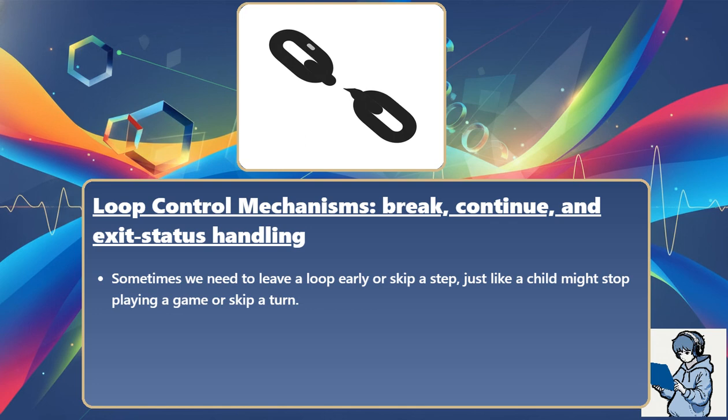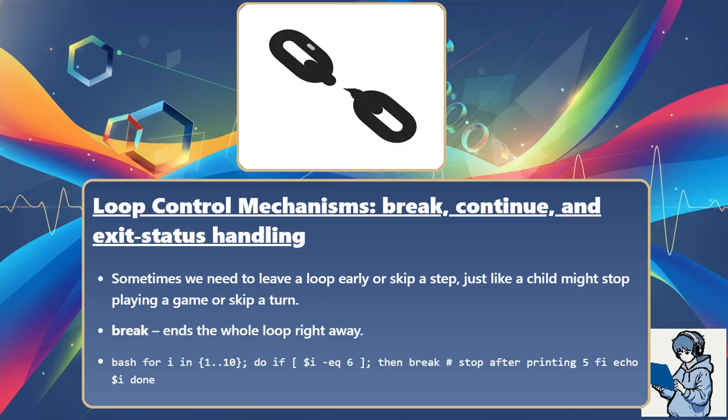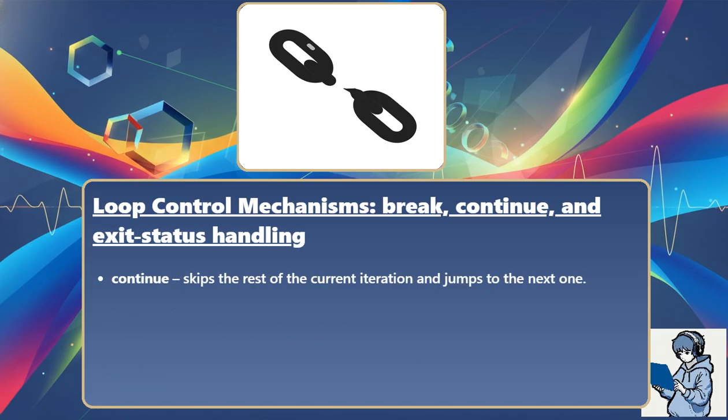Sometimes we need to leave a loop early or skip a step, just like a child might stop playing a game or skip a turn. Break ends the whole loop right away. for i in {1..10}; do if [ $i -eq 6 ]; then break; fi; echo $i; done. Continue skips the rest of the current iteration and jumps to the next one.